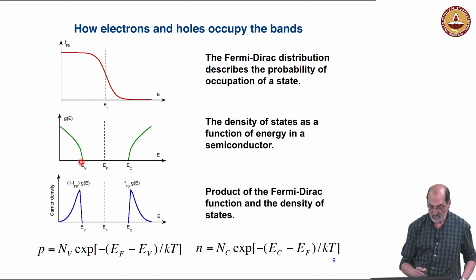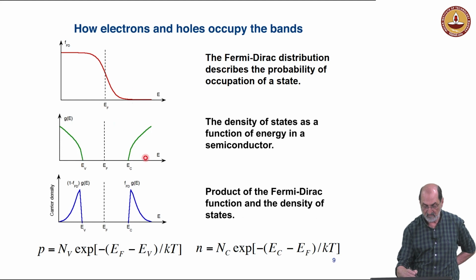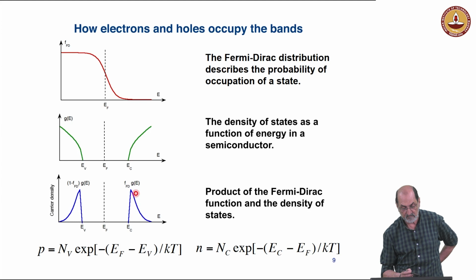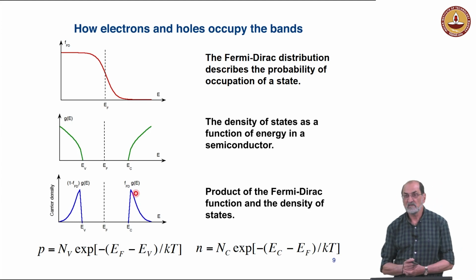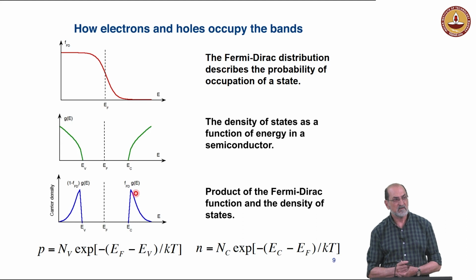So if we want to know how many electrons we have in the conduction band, how many of these states are occupied, we have to integrate the product of these two things. We want to know the area of this curve, and it's very difficult to do. I guess you have done it in some courses. There are some simplifications which are recommendable to do.